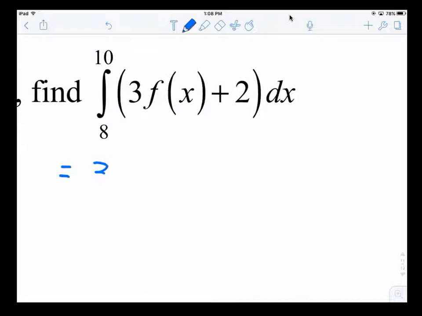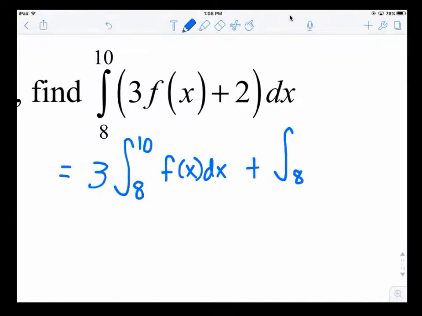So my first one would be 3 times the integral from 8 to 10 of f of x, plus the integral from 8 to 10 of 2 dx.